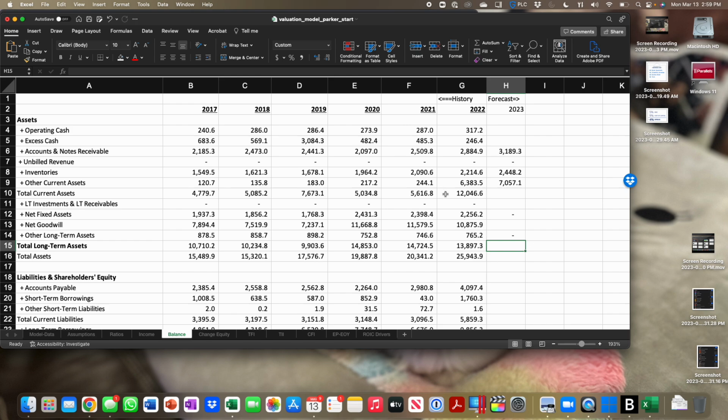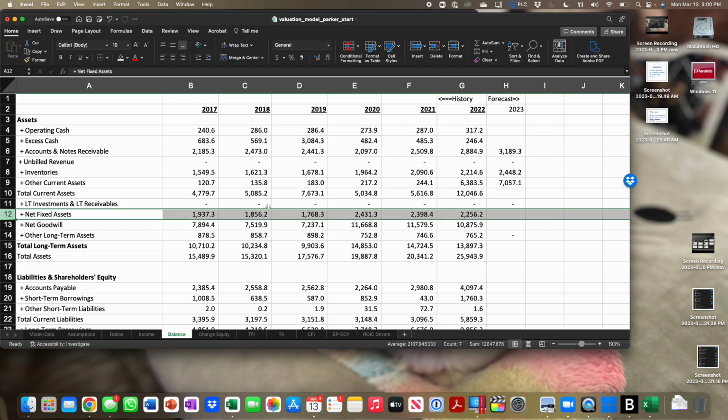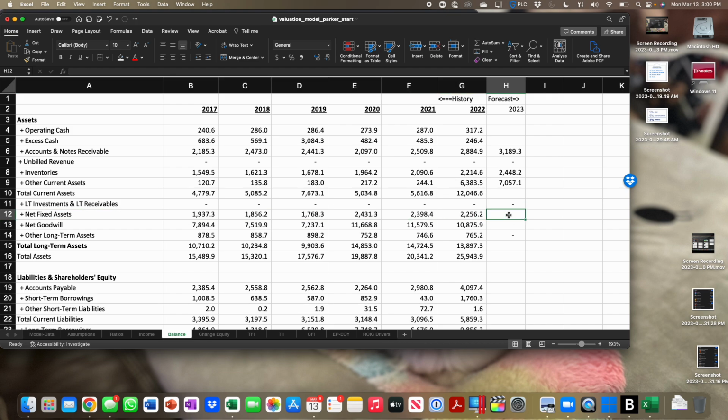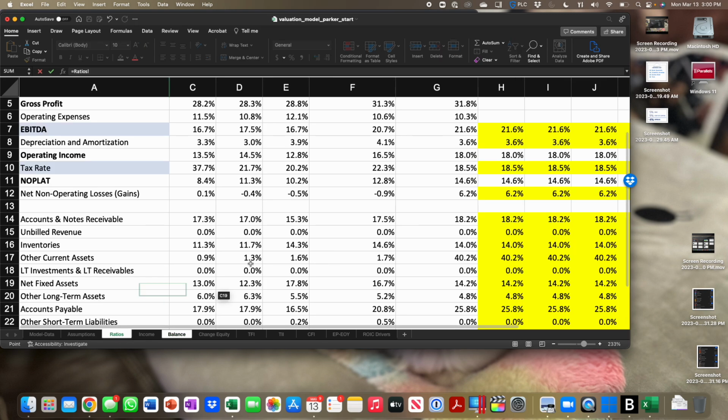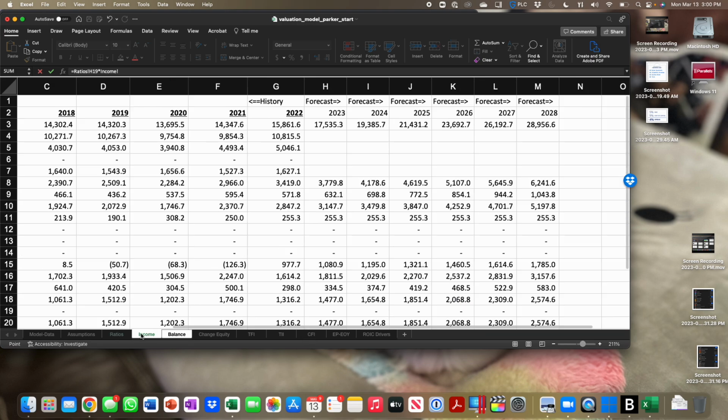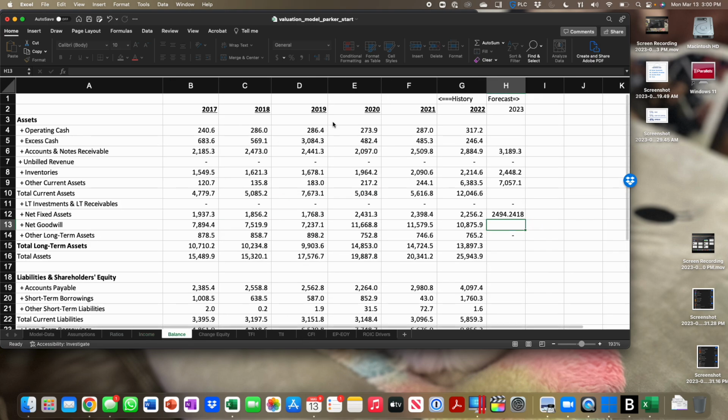Sorry, those long-term assets. I skipped over fixed assets. Let's go back. After long-term investments, which were 0, and I put in the wrong row, so that should be here. I then want to do net fixed assets. Okay, so that's row 12. So net fixed assets equals ratios H19 times income H3. There we go.